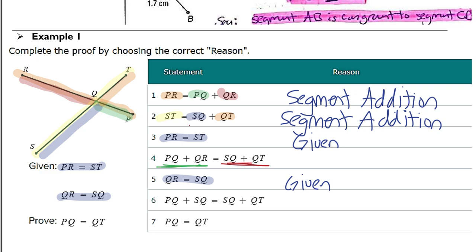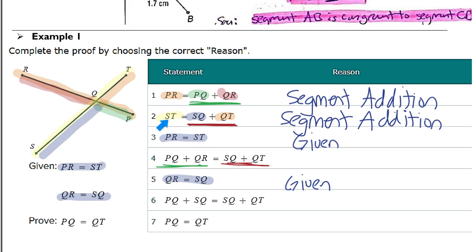So I'm going to notice that I have SQ plus QT here, and I'm going to notice that I have PQ plus QR. So if I notice this is right here and this is right here, and just notice that PR happens to be equal to this. I'm going to take PR, because PR is right here, and I'm going to replace PR with PQ plus QR. So I'm plugging or substituting that into this value. And then we get right there.